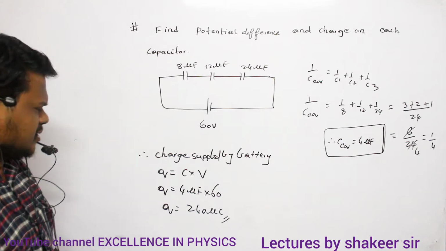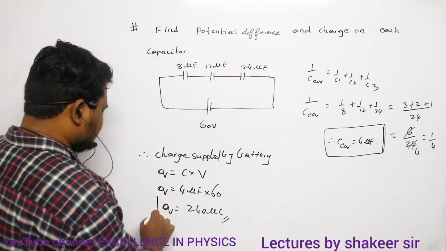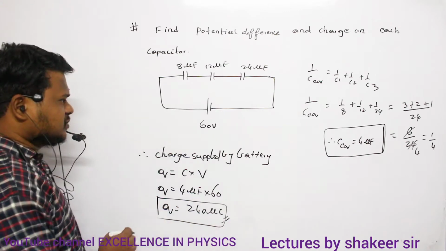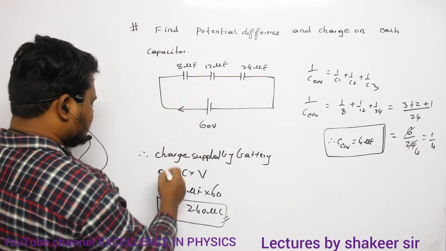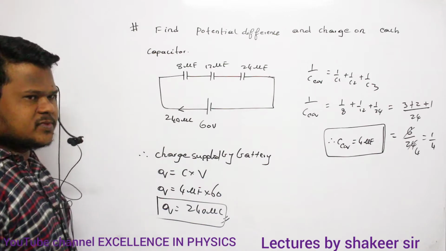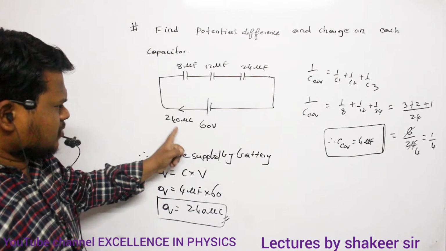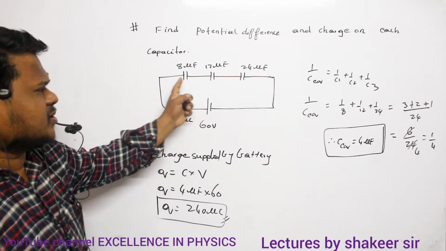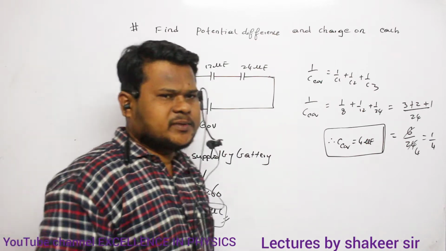Are you able to understand? So the battery is supplying this much charge. Okay. So how much charge is this battery supplying? It is supplying 240 microcoulombs of charge. Now can you say how this charge will be distributed among these three capacitors?